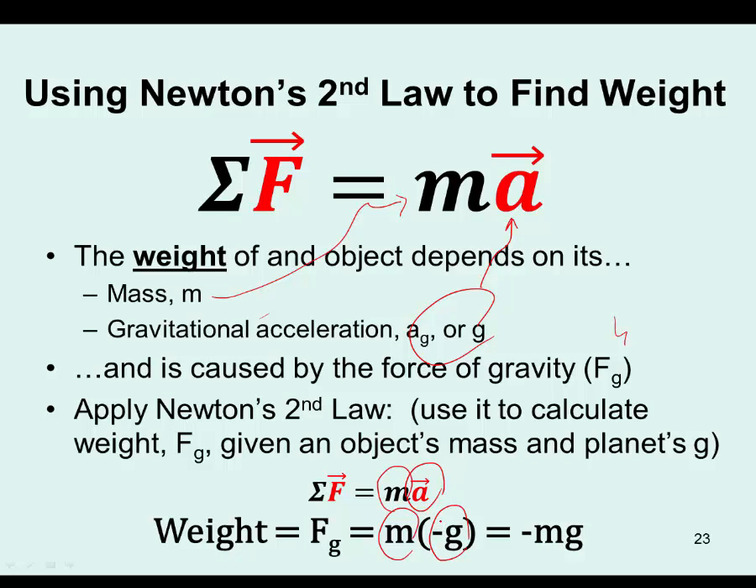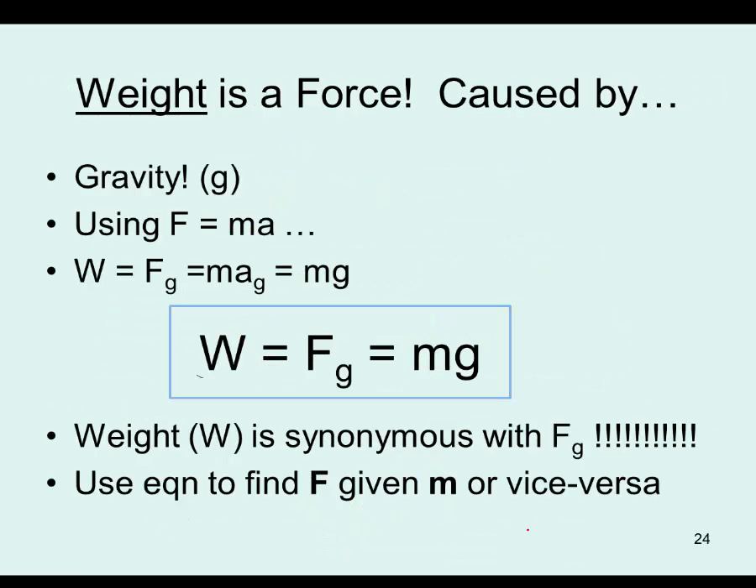Now you'll notice here, if I want to do this using a vector quantity, I have to insert my own sign here because g is the absolute value. It's only the magnitude of gravitational acceleration. We'd put a negative in to indicate it's moving downward. Weight is just a force, and in fact, it's the force due to gravity.